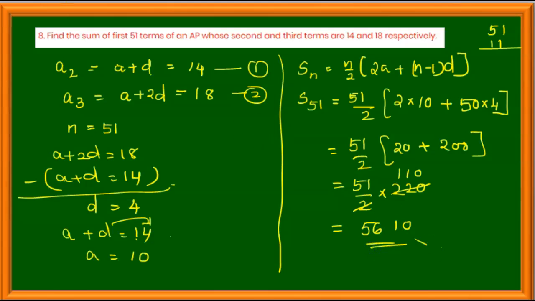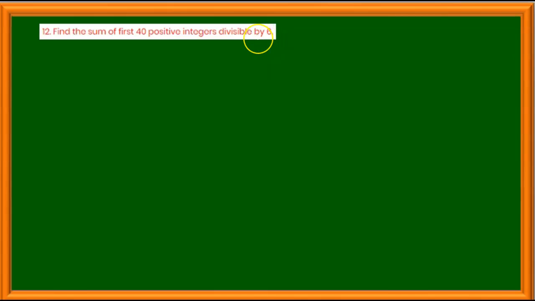Yes, so we complete this one. Let us solve the next question. It is given: find the sum of first 40 positive integers which are divisible by 6. Divisible by 6 means all the numbers must be multiples of 6. So we can write the multiples of 6.